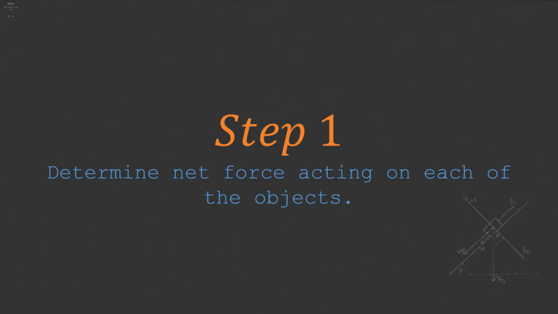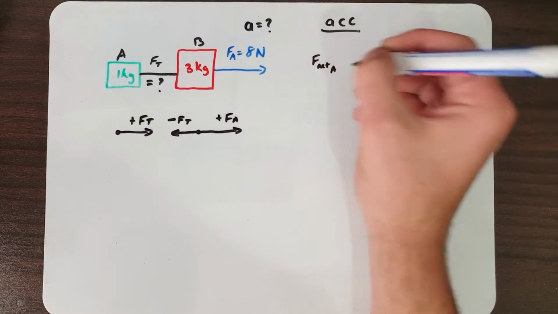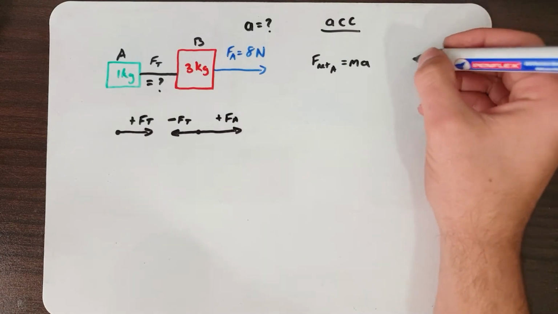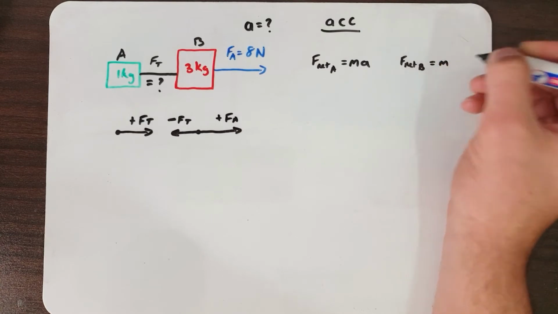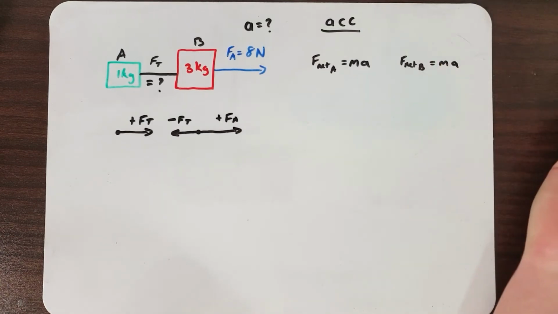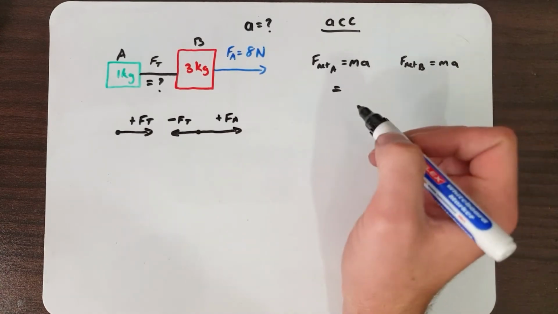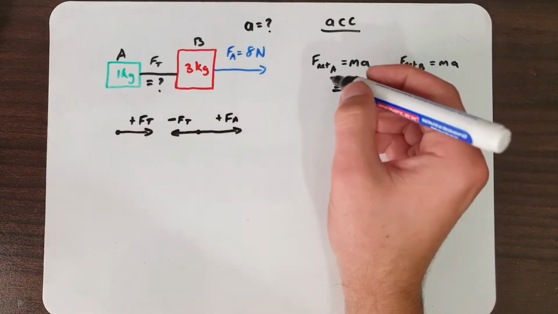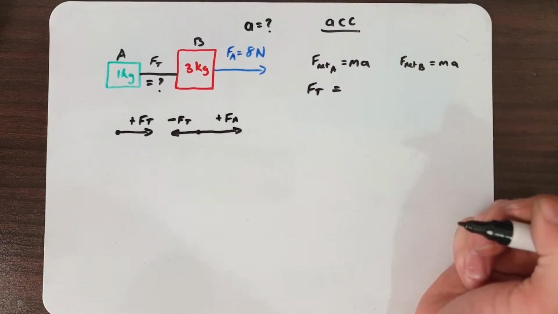All right, so let's get back to acceleration. We first do our Newton 2 calculations. So F net on object A is equal to mass times acceleration, and F net on object B is equal to the mass of object B times its acceleration. Okay, so let's put in the values that we do know. F net of A: the tension force is the only force acting on object A. Therefore, Ft is the net force.